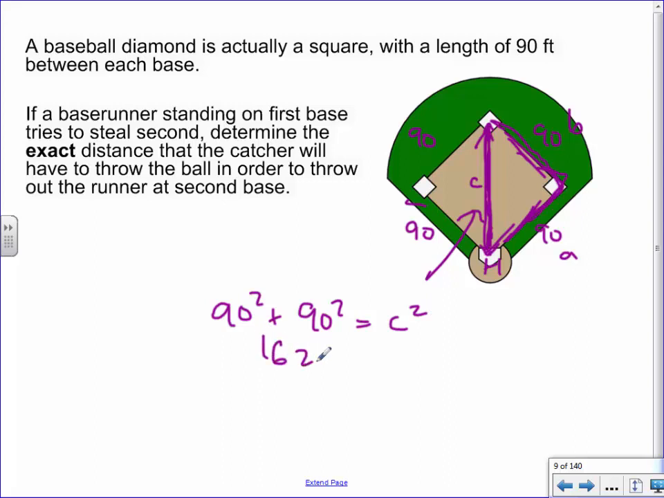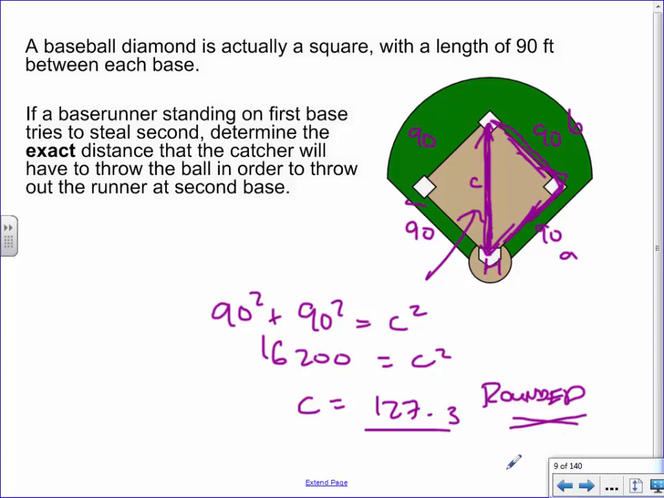I get 16,200. So then if I square root that, you might be inclined to say, okay, it's 127.3. Shaking your head, no. This has been rounded. We don't like that. We don't like to round things if we can avoid it.